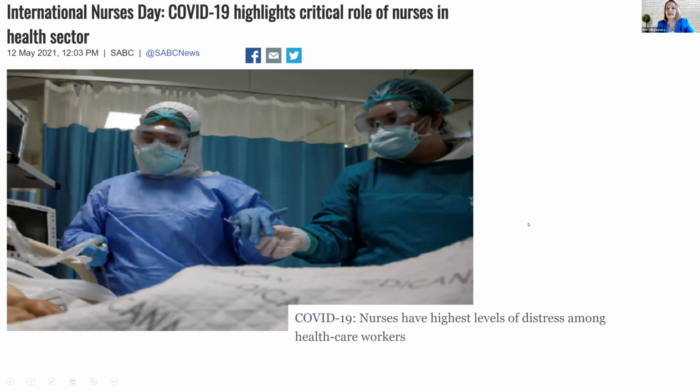I think we've all seen that during the COVID pandemic, nurses have played a crucial role, and definitely here in South Africa, they've been recognized for the role that they've done and that they continue to do. Unfortunately, what we've also seen is that our nurses, amongst all the other healthcare workers, are the ones that have the highest level of emotional, psychological distress. And so we know that this is probably going to be an area that's going to need attention in the future.